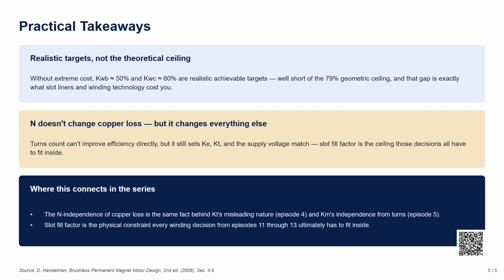First, aim for realistic targets, not the theoretical ceiling. Without incurring extreme cost, a bare wire fill factor around 50% and a covered wire fill factor around 60% are achievable in practice, well short of that 79% geometric limit. And that gap is exactly what slot liners and real-world winding technology cost you.